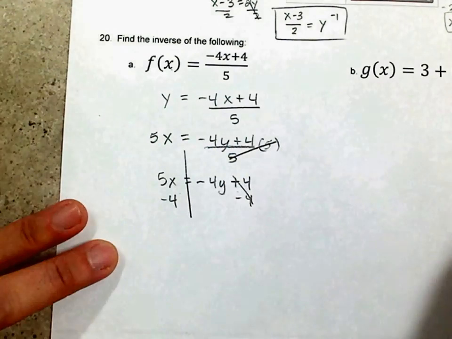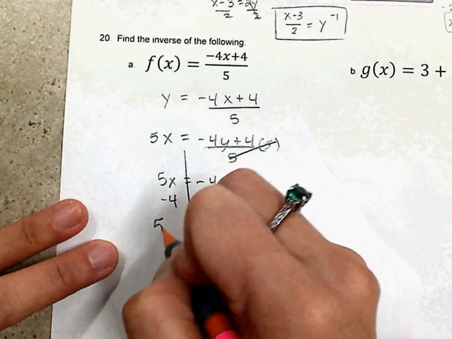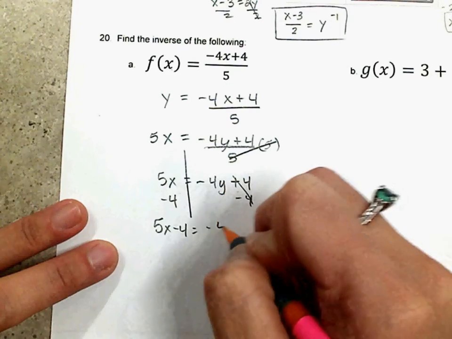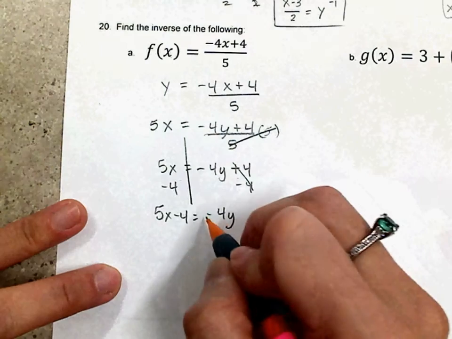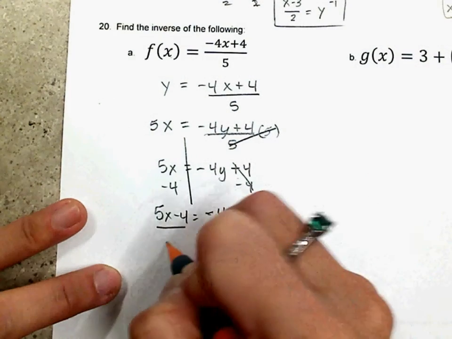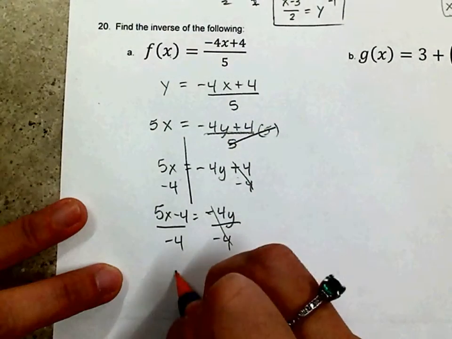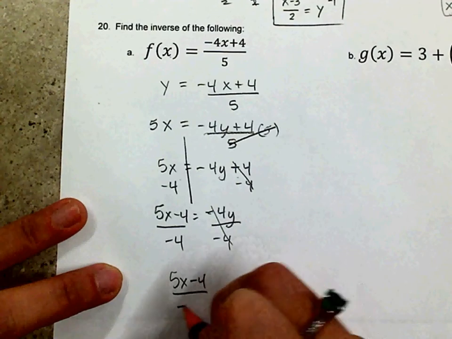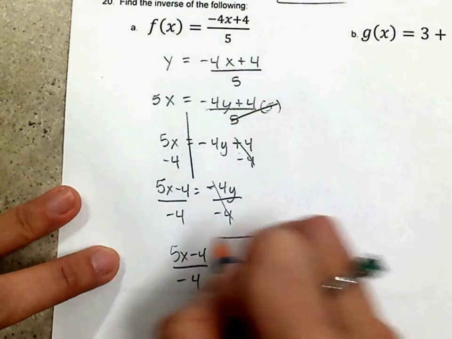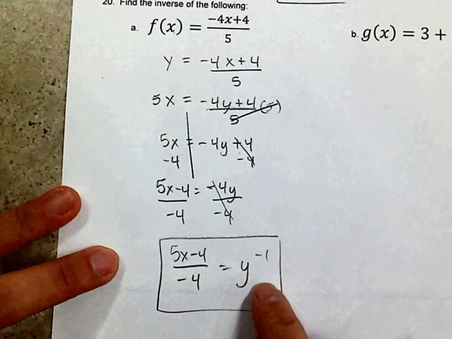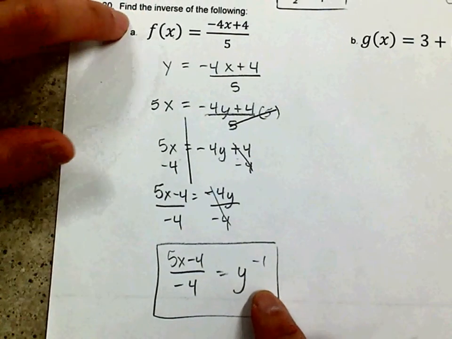So 5x minus 4 equals negative 4y. Divide by negative 4. The whole thing? Good. So 5x minus 4 divided by negative 4 equals y. Add your negative 1. You can leave it like that or you can change it to that, okay? It doesn't matter. It's up to you.